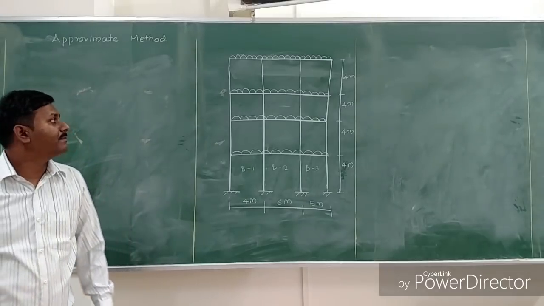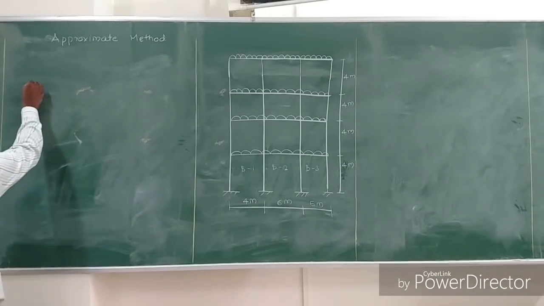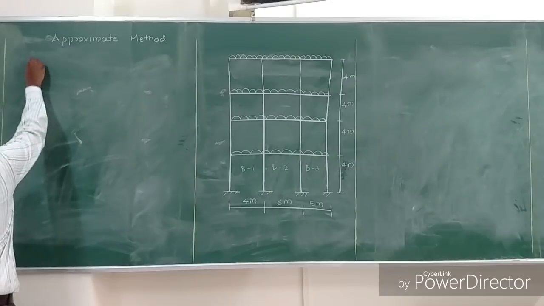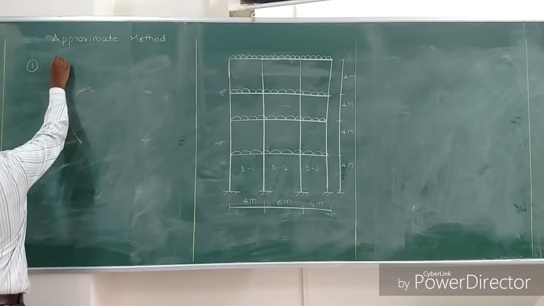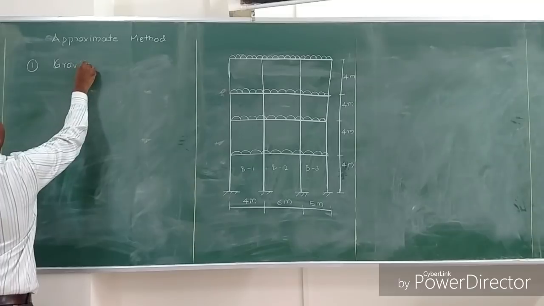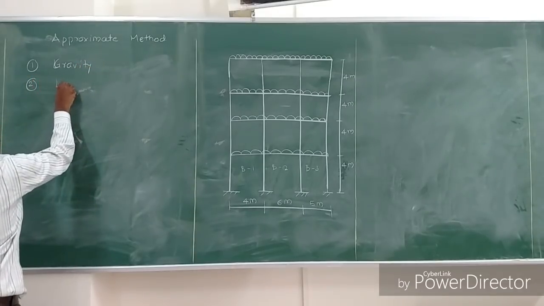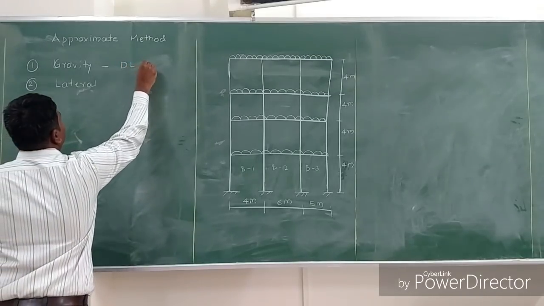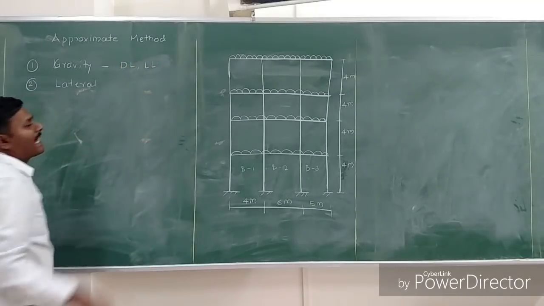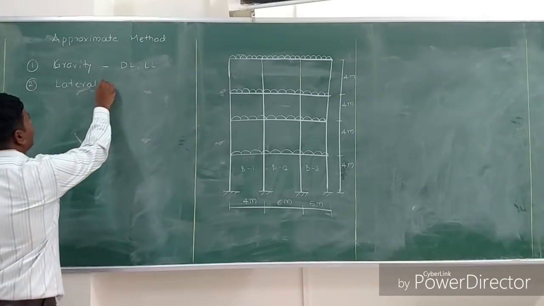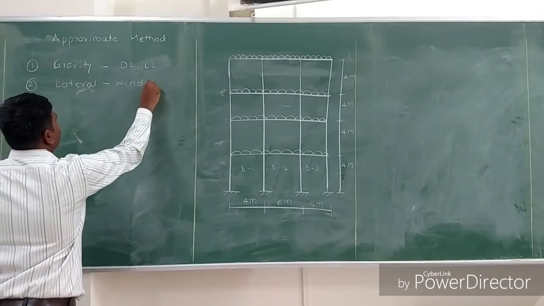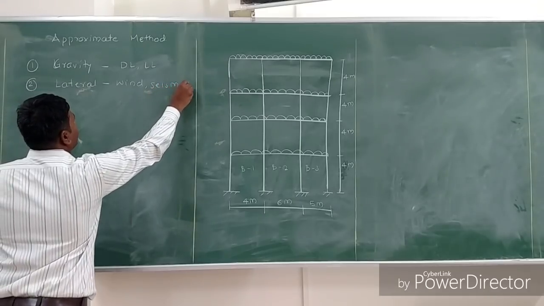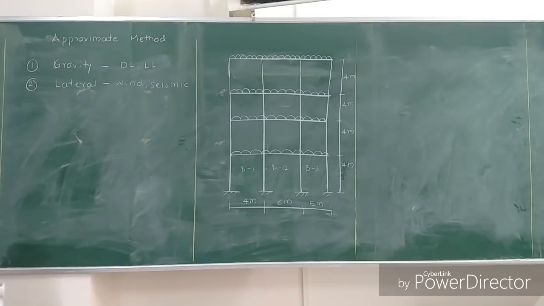That's why people developed this method called approximate method of analysis, which is for two cases. One is for gravity load and the other for lateral load. In gravity load we have dead load and live load, which act vertically downward, and in lateral load we have wind, seismic forces, or any other force acting in the lateral direction. Now first of all let's discuss the gravity method, which is fairly simple.